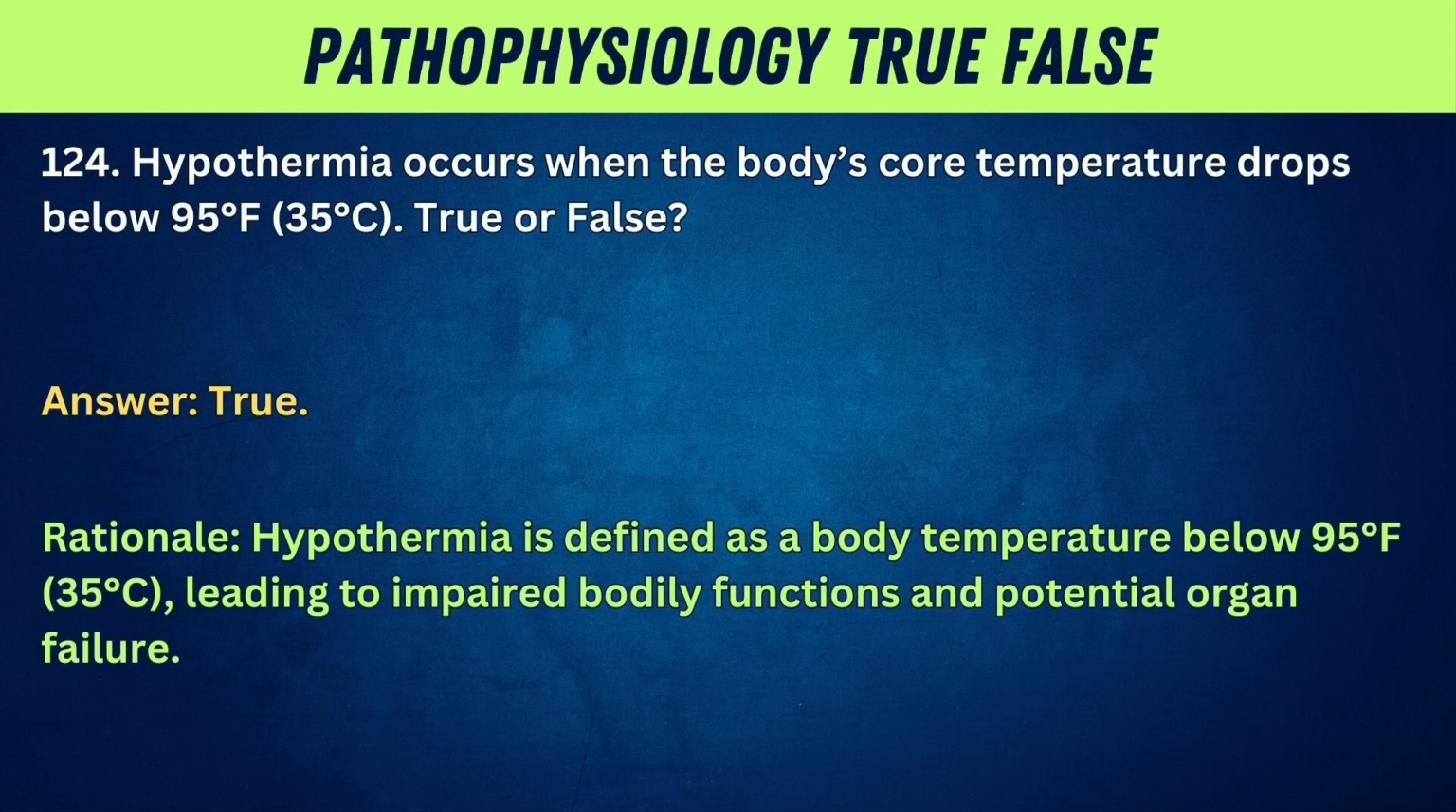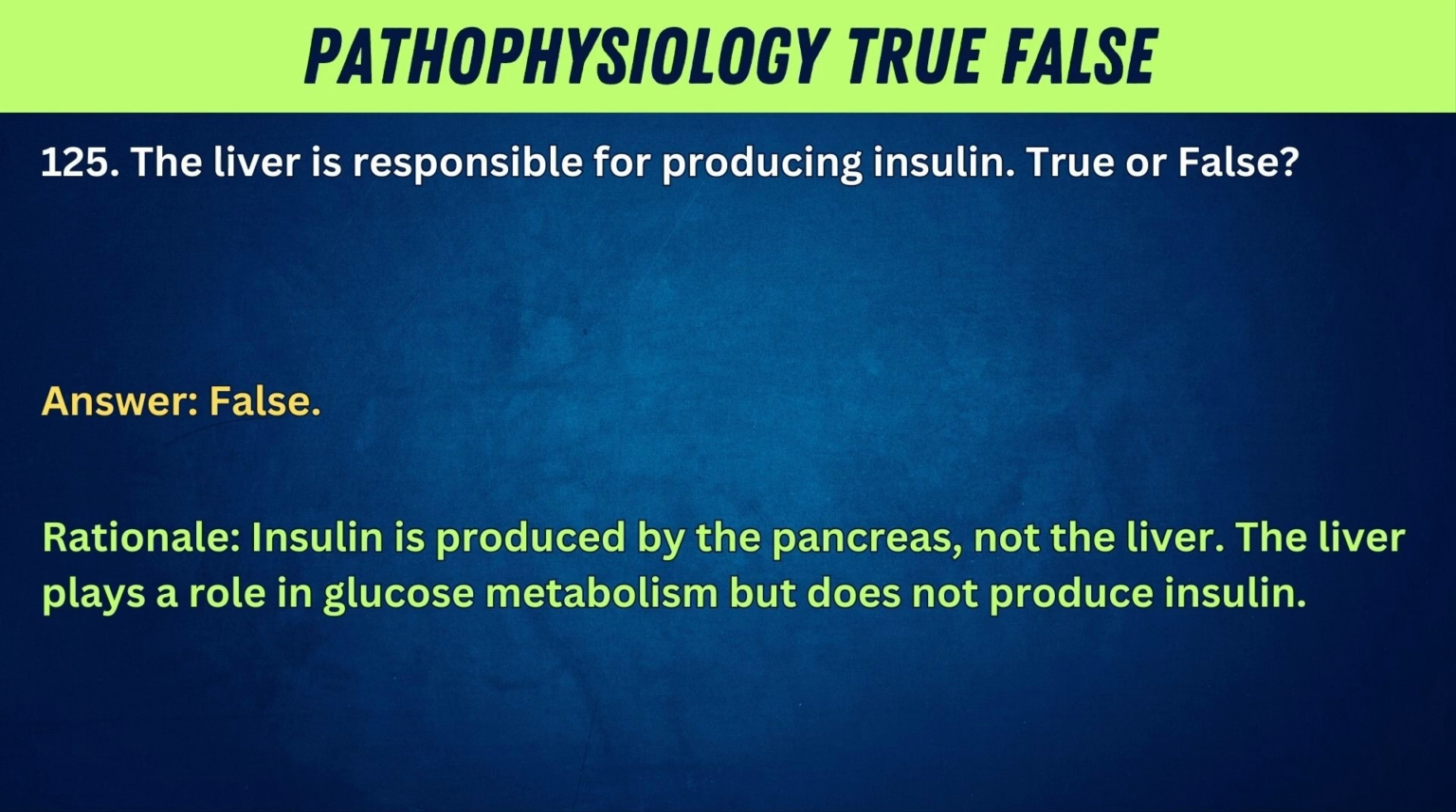124. Hypothermia occurs when the body's core temperature drops below 95 degrees Fahrenheit (35 degrees Celsius). True or false? Answer: true. Rationale: hypothermia is defined as a body temperature below 95 degrees Fahrenheit (35 degrees Celsius), leading to impaired bodily functions and potential organ failure.